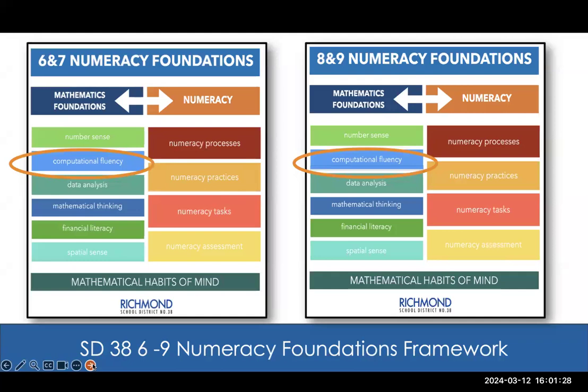If we want to find more information related to computational fluency, or ideas for exploration and instruction in your classes, you can look at our Numeracy Foundation framework on the portal. There is a 6 and 7 framework and one for 8 and 9 that gives specific examples of the ideas explored in each of those years.